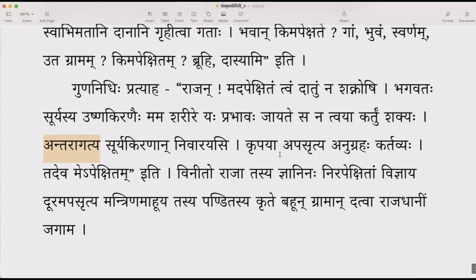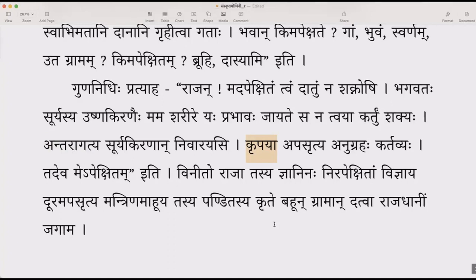Because he starts with Rajan, to show him that you may be a king, but you cannot. Basically, he's saying don't come in between and stop that Surya Kiranam falling on me. Yes, because there is an effect that the Surya Kirana is making on my body, mama sharire yah prabhavaha jayate, that you cannot achieve. Instead, you are coming in between and stopping that also. Because of the shadow.